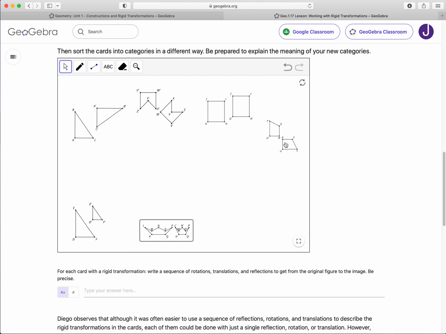This one looks like it is a translation from R to R prime, and then a rotation counterclockwise, looks like about 90 degrees, and that will put S on S prime. And then we would reflect it across RS, which would be vertical, R prime, S prime, and it would land perfectly on that one.